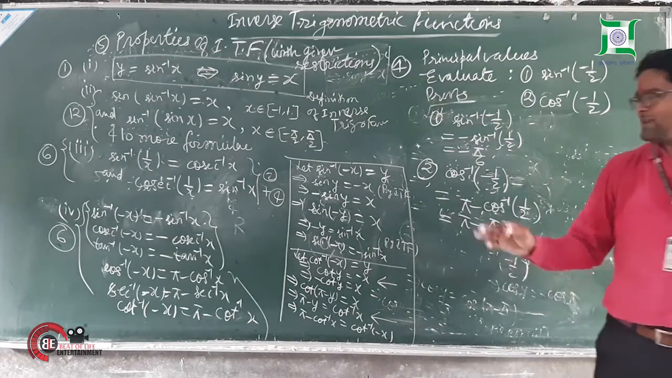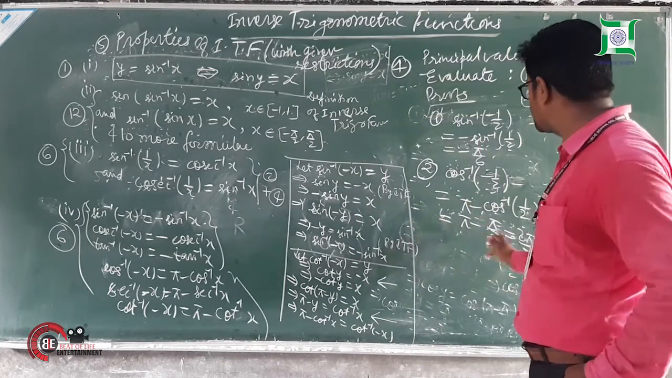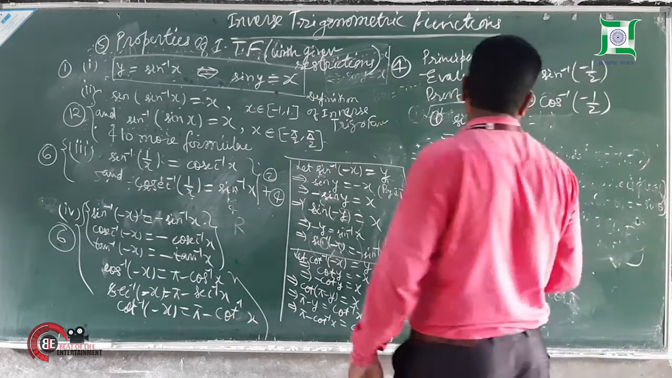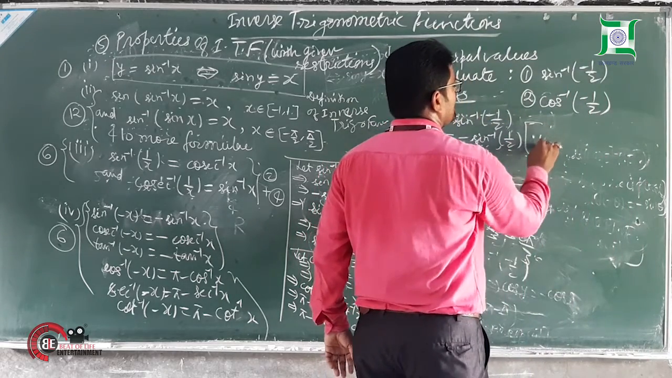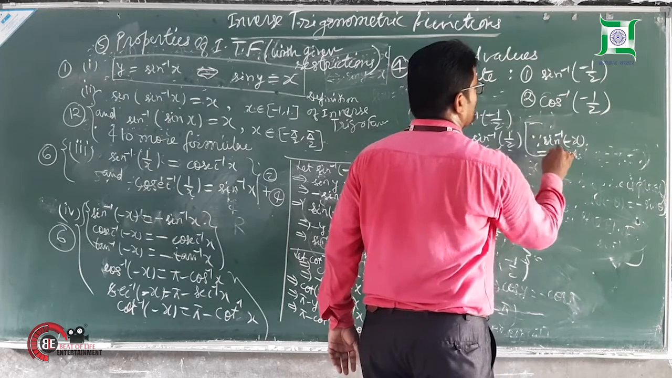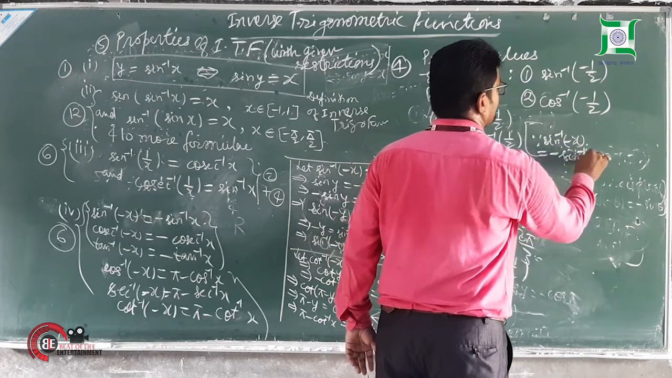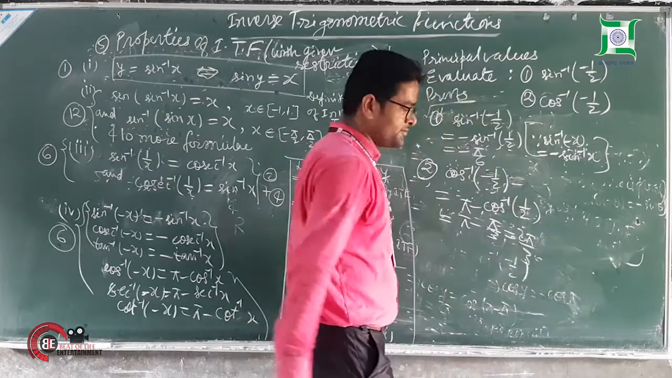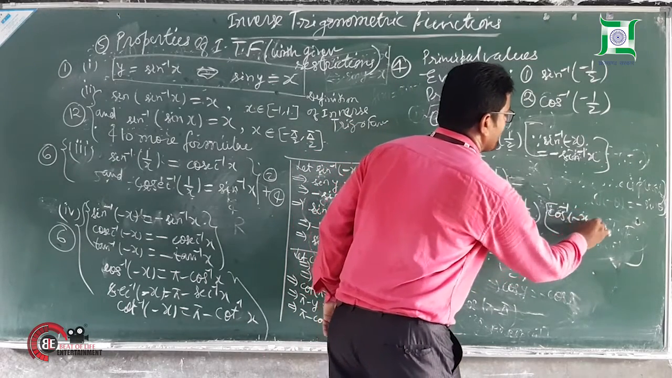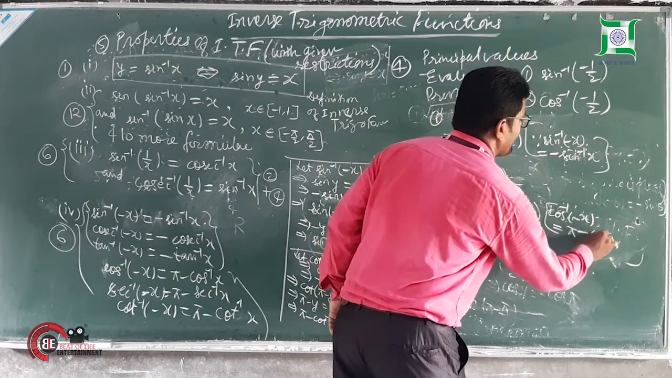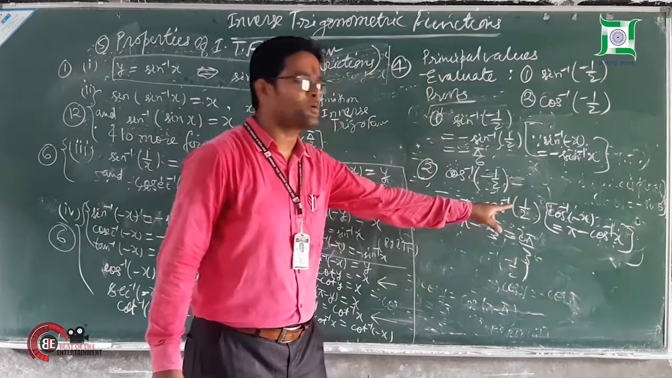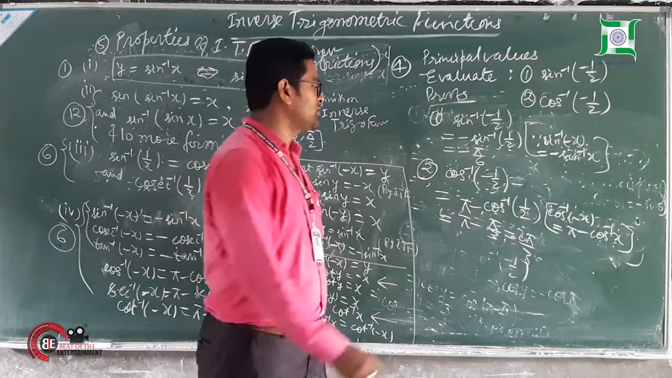So while answering this type of question, remember you have to write the property. Here also you have to write the property. What will you write? Since sine inverse minus x is equal to minus sine inverse x. And here you have to write cos inverse minus x is equal to pi minus cos inverse x. So you have to write this property whenever you are using it. So you have got the value.